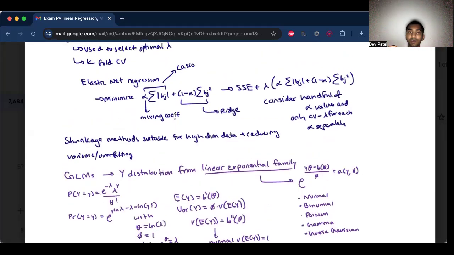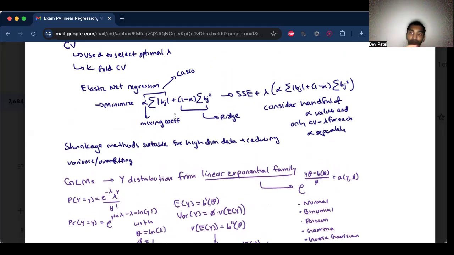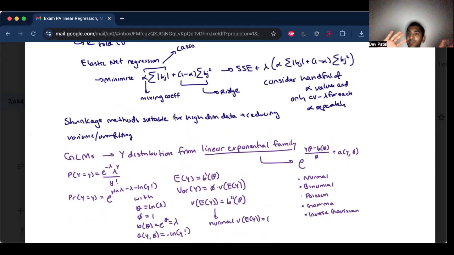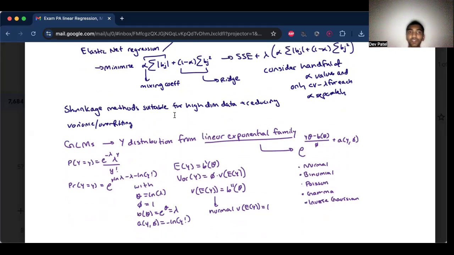As I mentioned before, shrinkage methods are very good for high-dimensional data. If we want to reduce the variance, we want to reduce a lot of the overfitting. The reason we want to do this is, again, so we can generalize our model and predict well on unseen data points. Now we have generalized linear models.